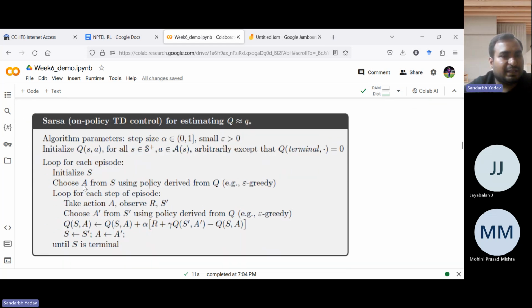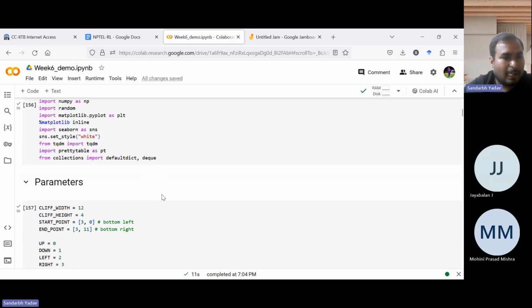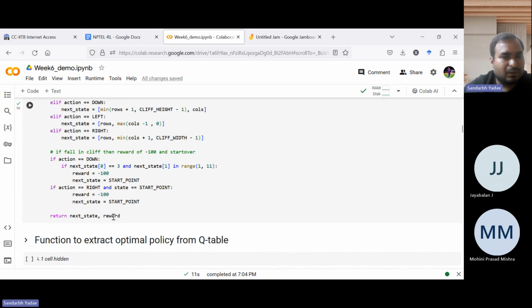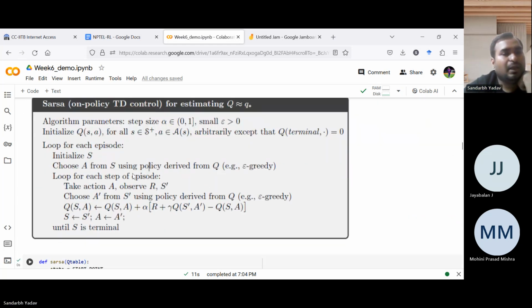Once we have taken that action A, we loop for each step of the episode. I showed you that one transition is state, action, reward, and next state. So for each step of the episode, you take action A, and then observe reward R and S dash. You have the state, you take the action, and this goes to the function that gets the next state. You supply the state and action, and it returns the next state and the reward.